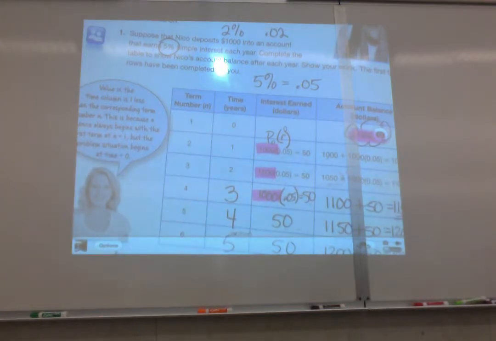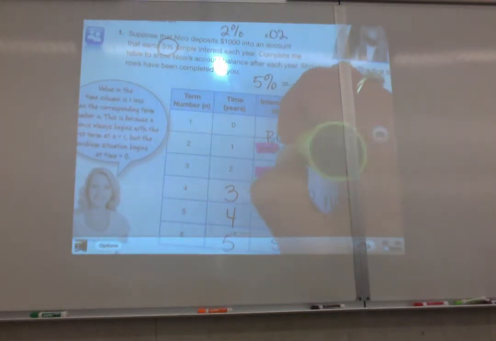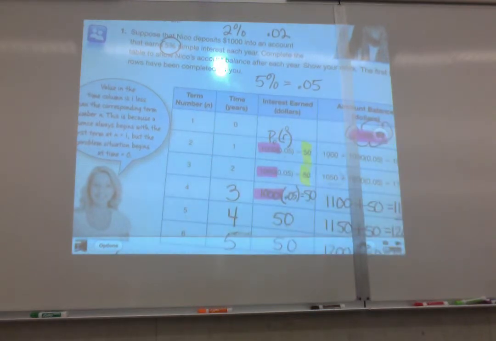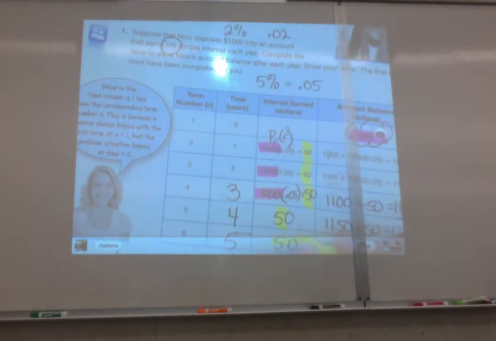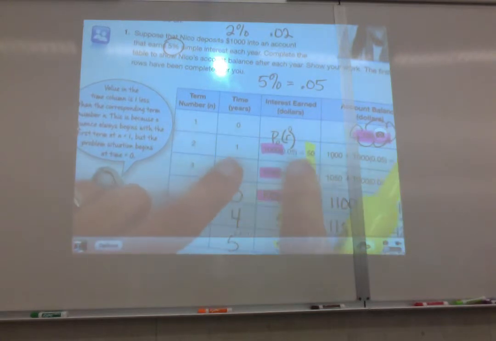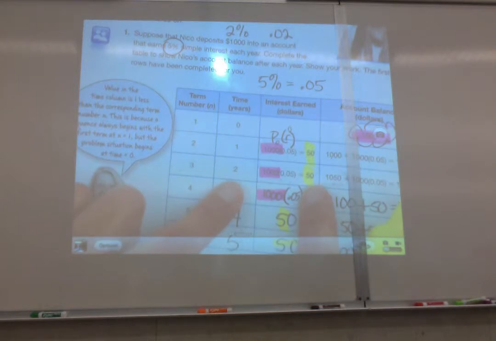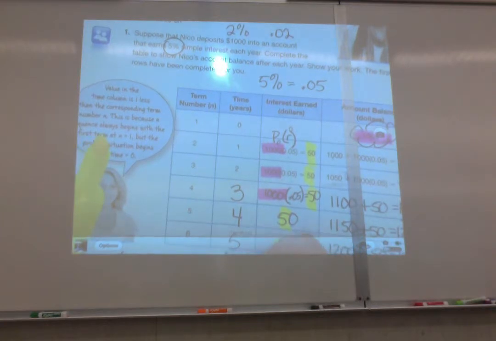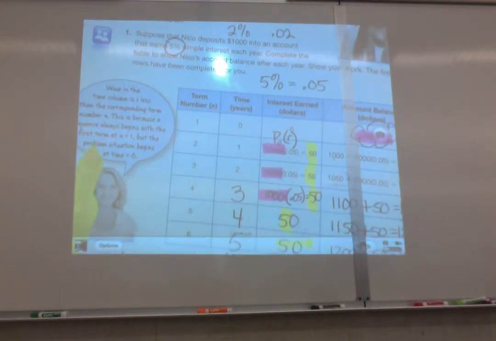And so here's the other thing to notice. 50, 50, 50, 50, 50. Okay, so in year 1, they earned $50. In year 2, they earned another $50. In year 3, another $50. How about in year 10? Another $50. Okay, Oscar.